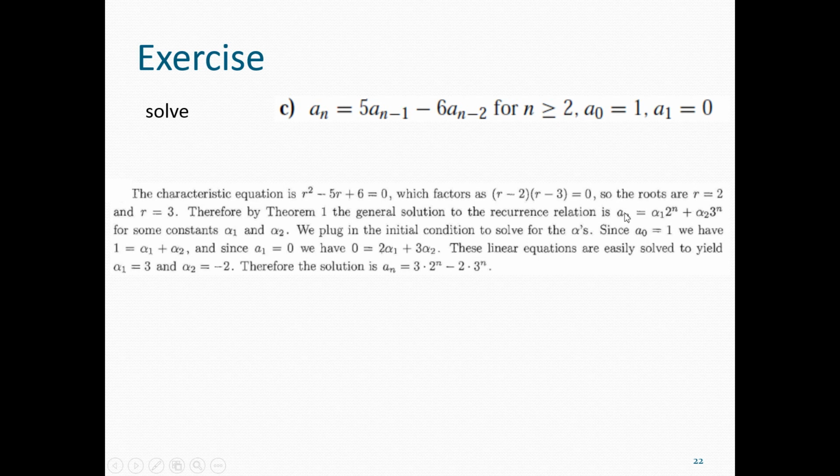So using theorem number 1, the solution will be alpha 1 2 to the power n plus alpha 2 3 to the power n. Now, in order to find the values of alpha 1 and alpha 2, we have initial conditions. And using these conditions, we have the value of alpha 1 is equal to 3, and the value of alpha 2 is equal to minus 2. So a_n becomes 3 into 2 to the power n minus 2 into 3 to the power n.